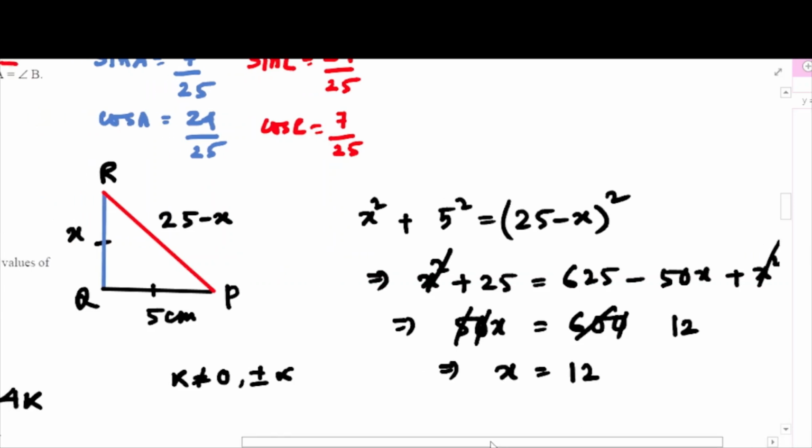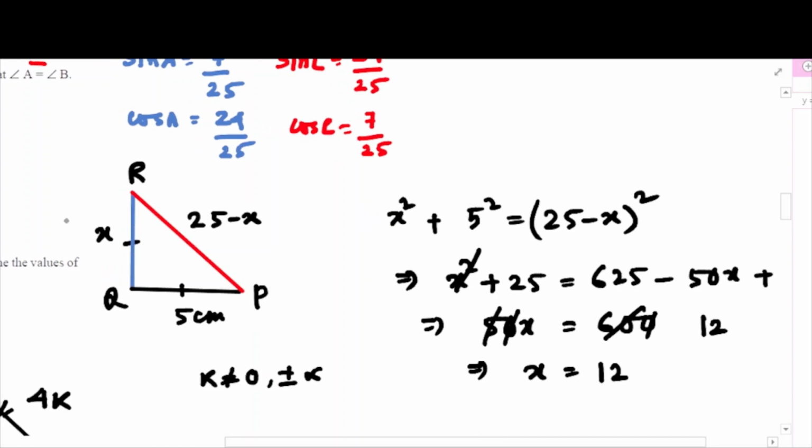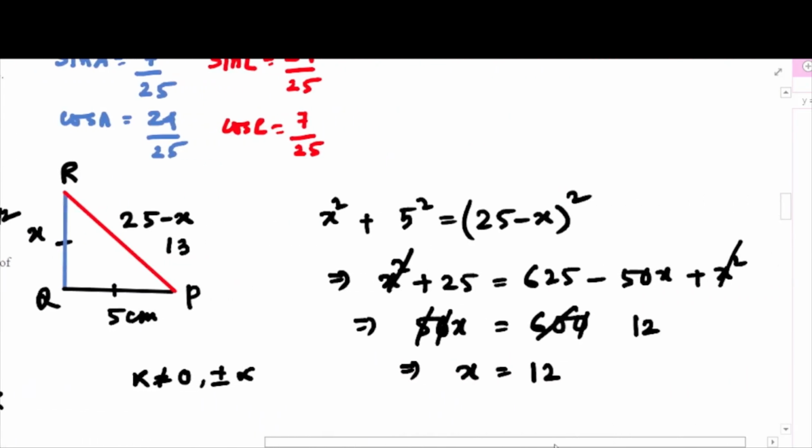So if the value of x equals 12, that means QR equals 12 and PR equals 13. Okay. Now from here we have to find out the value of sin P, cos P and tan P.